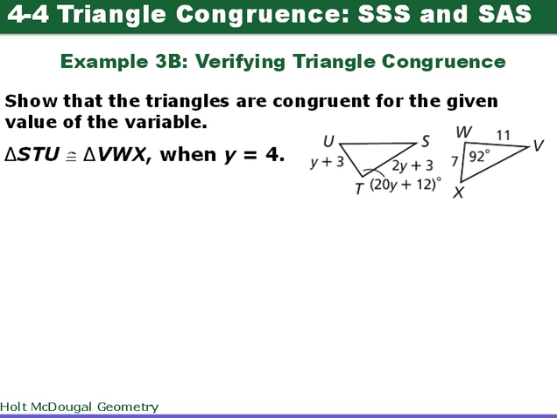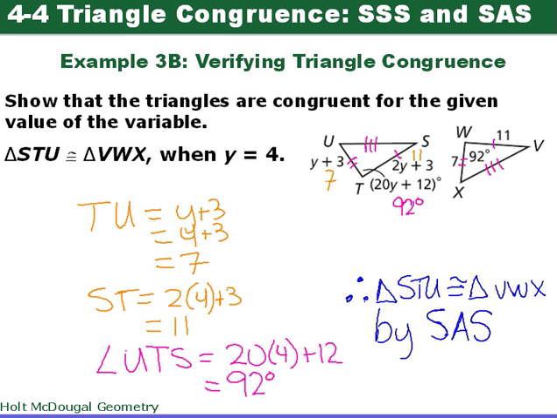So now we want to show that triangle STU is congruent to triangle BWX when y is 4. Okay, so based on how our triangles were named, I went ahead and marked the corresponding sides, and then figured out the length for TU when y was 4. So TU is length 7, which is good because TU is supposed to be congruent to XW, so that works out great. Segment ST is 11, and ST is going to be congruent to BW, which is also 11. So again, we're doing good so far.